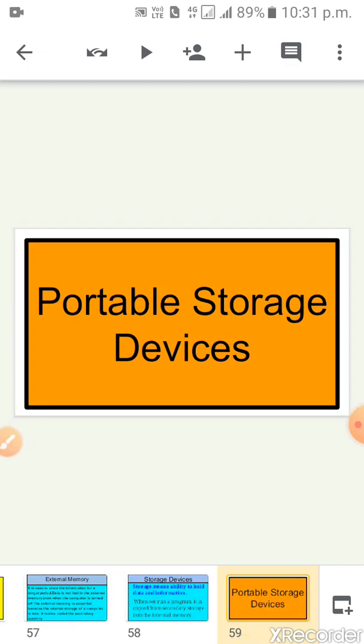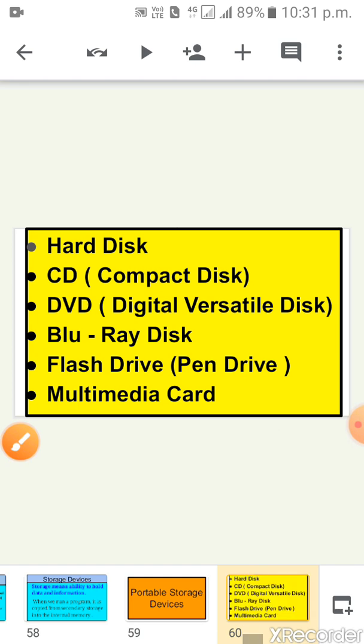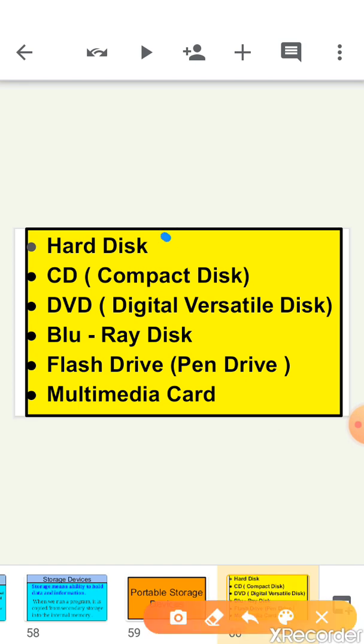Now children, portable storage devices. The portable storage devices are hard disk, CD, full form of CD is compact disc, DVD, full form of DVD is digital versatile disc. Next is Blu-ray disc. Next, flash drive means pen drive. Last is multimedia card.